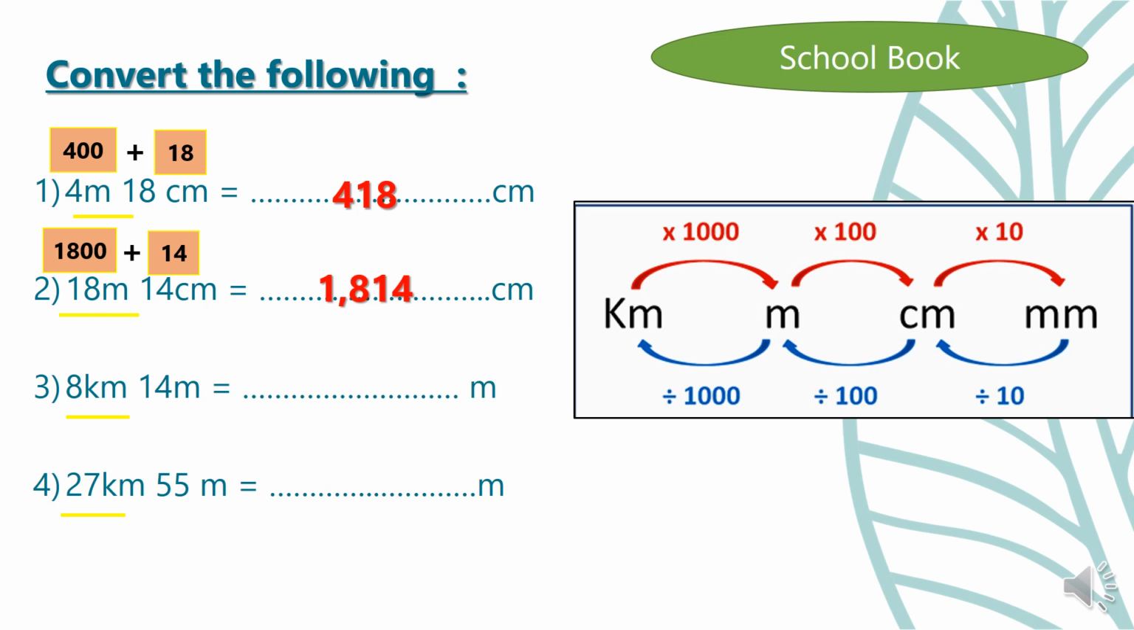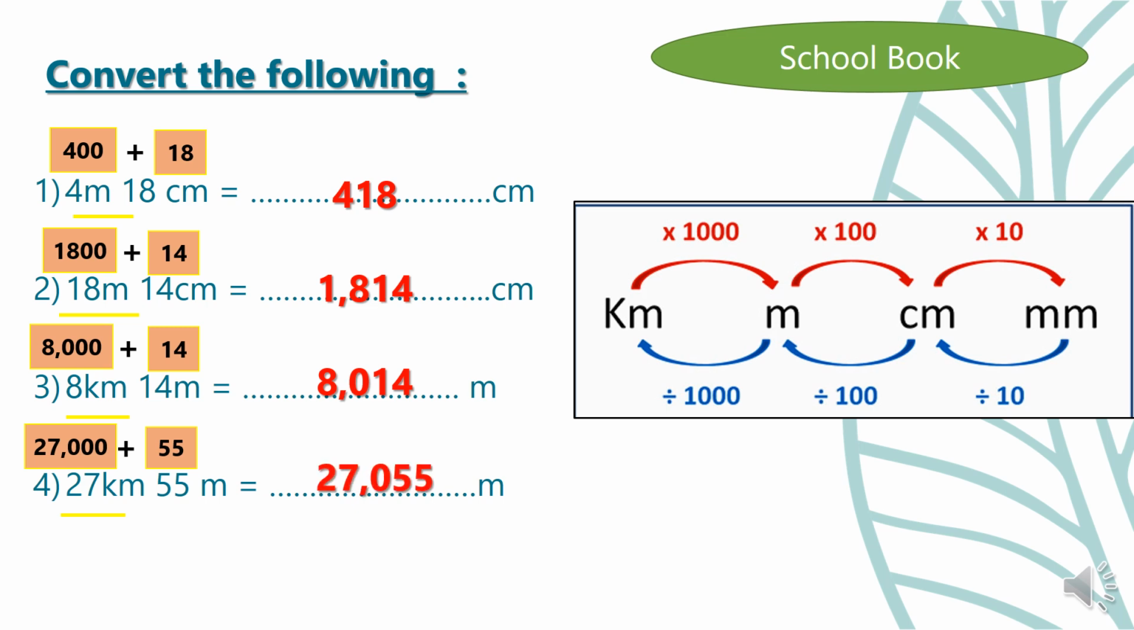equals 1814. Number 3, 8 kilometers and 14 meters. So here we underline kilometer because it is the biggest unit, and put 3 zeros, that means 8000 plus 14, adding ones plus ones and tens plus tens. So the number will be 8014. Last one, 27 kilometers and 55 meters. In the same way, we put 3 zeros, 27,000 plus 55, which equals 27,055.